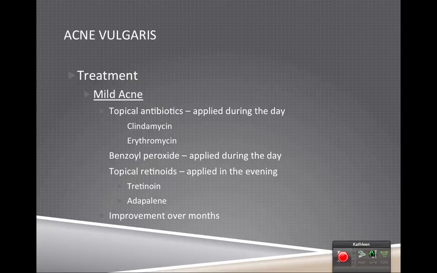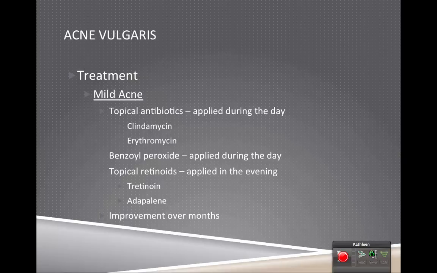Treatment for mild acne: topical antibiotics applied during the day, such as clindamycin or erythromycin. Also benzoyl peroxide applied during the day, which is also a cream. Topical retinoids, tretinoin, or adapalene, which is a different retinoid that you can use as well. Improvement may occur over months. You have to tell parents whose kids have acne that it's going to take months to actually resolve.